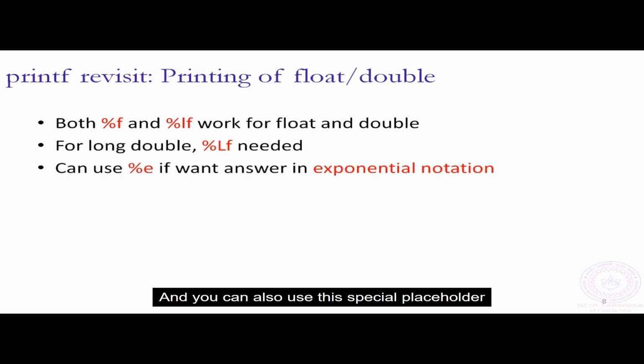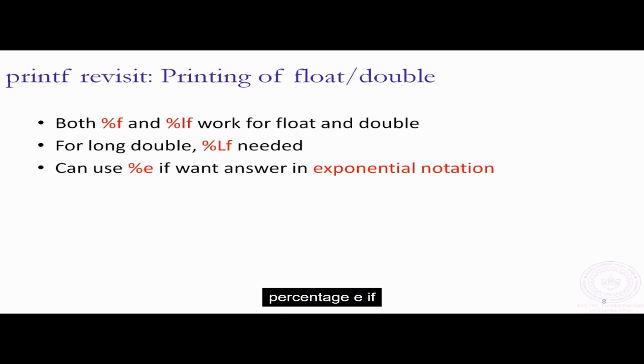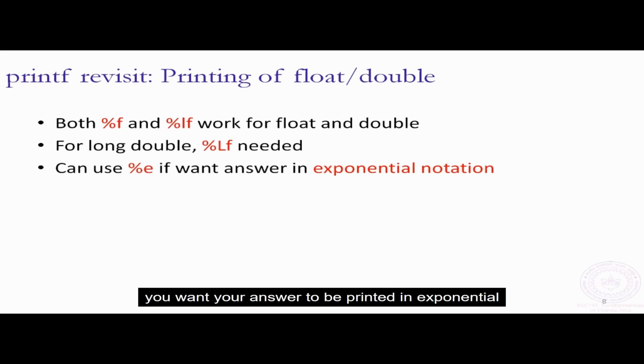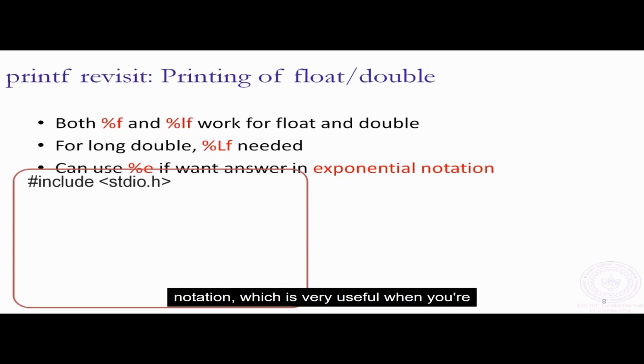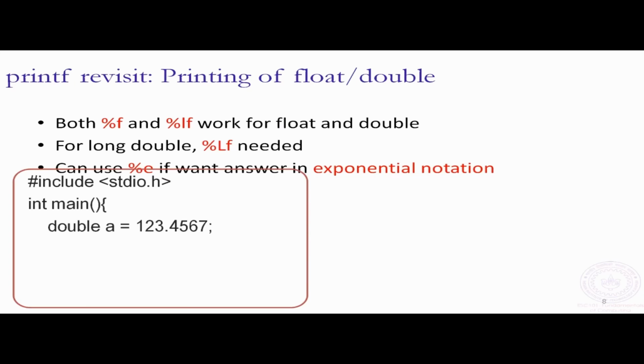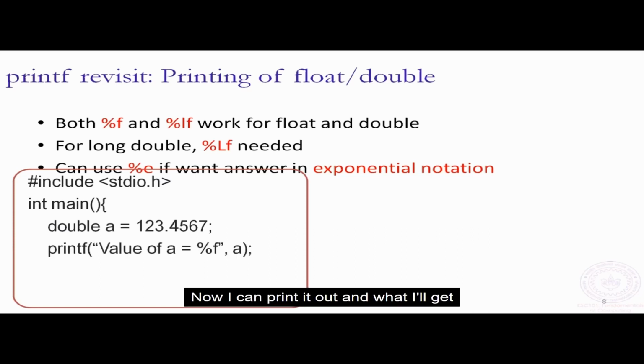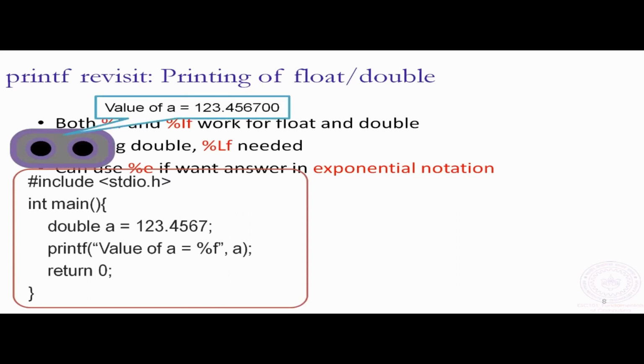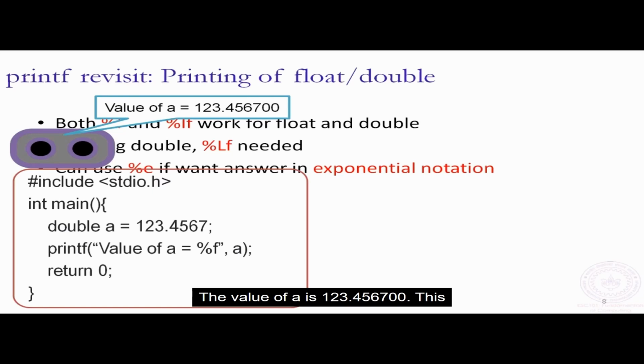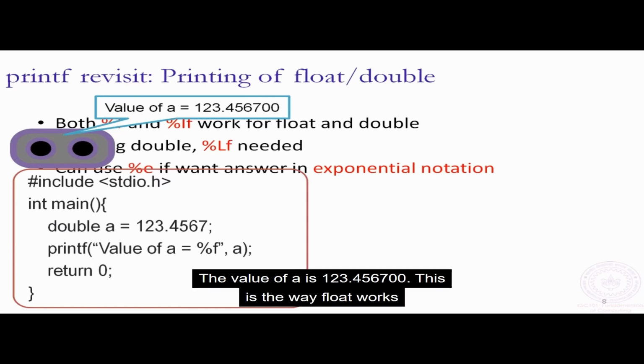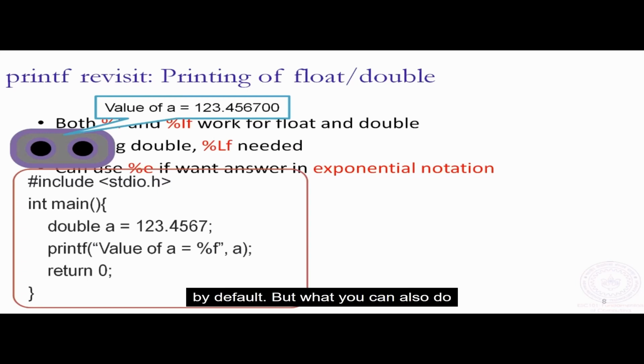And you can also use the special placeholder %E if you want your answer to be printed in exponential notation, which is very useful when you're trying to print huge numbers. So here's an example. I have specified a double variable called A, and I've assigned it the value 123.4567. Now I can print it out, and what I'll get is the value of A is 123.456700. This is the way float works by default.